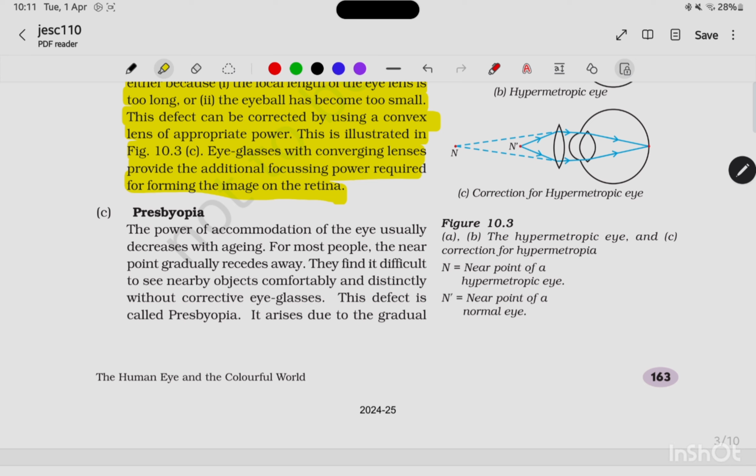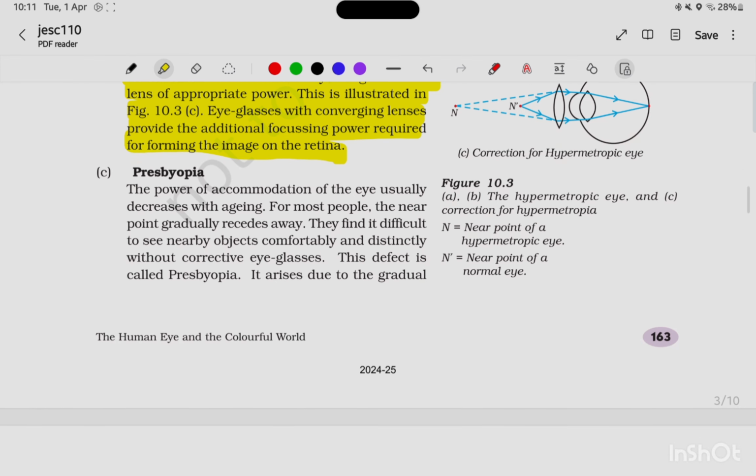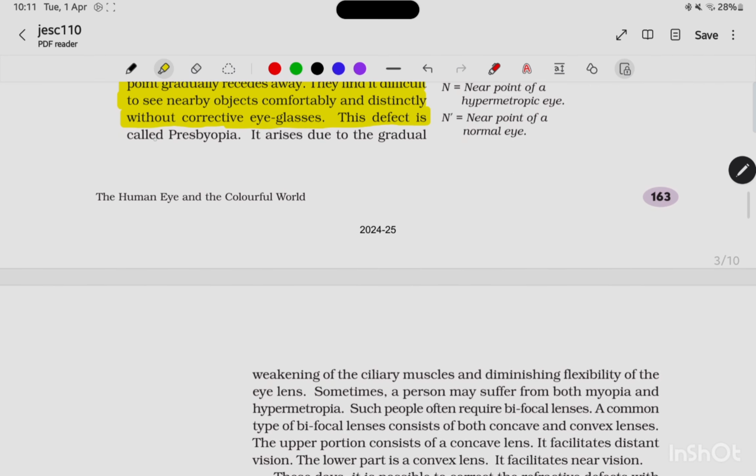Now, that's all. Now, presbyopia. The power of accommodation of the eye usually decreases with aging. For most people, the near point gradually recedes away. They find it difficult to see nearby objects comfortably and distinctively without corrective glasses. This defect is called presbyopia. Question: what is presbyopia? The power of accommodation gradually loses by aging, and they find it difficult to see nearby objects without corrective eyeglasses. This is called presbyopia.